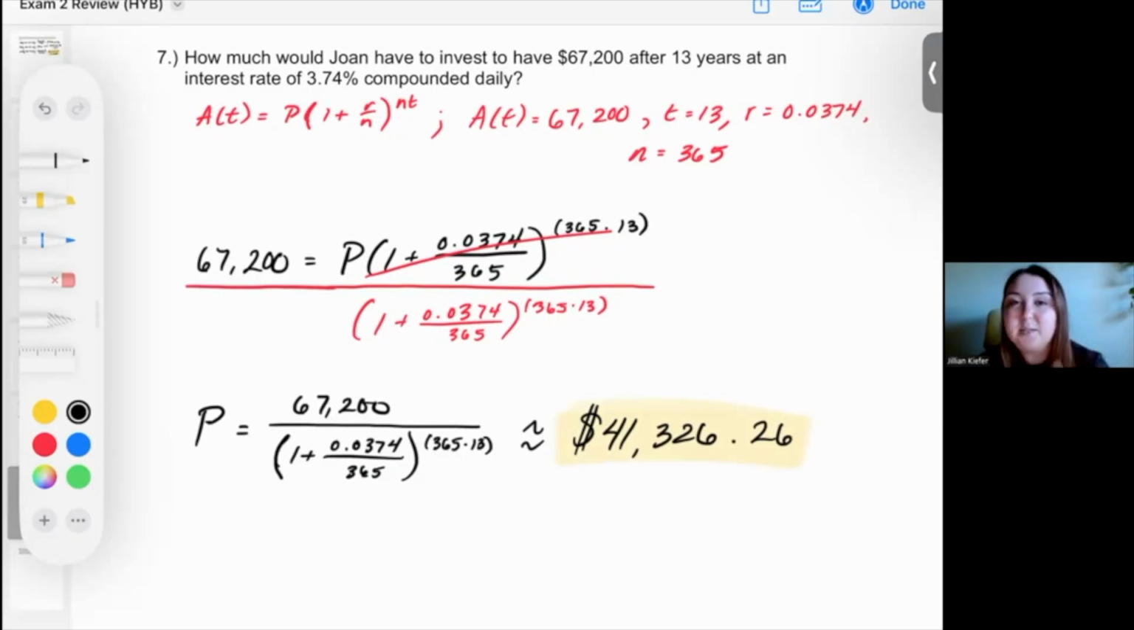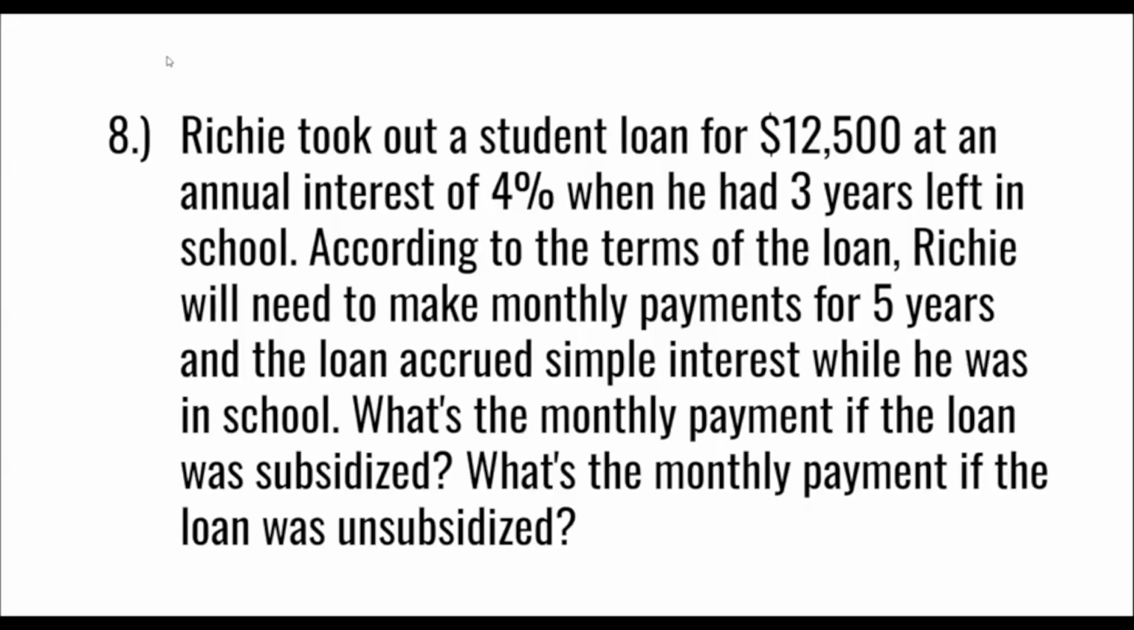Let's go ahead and do our last problem, number 8. For number 8, we have Richie took out a student loan for $12,500 at an annual interest of 4% when he had 3 years left in school. According to the terms of the loan, Richie will need to make monthly payments for 5 years, and the loan accrues simple interest while he was in school. What's the monthly payment if the loan was subsidized? And what's the monthly payment if the loan was unsubsidized?